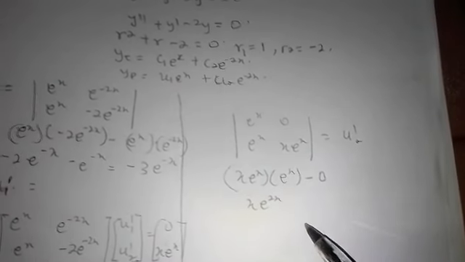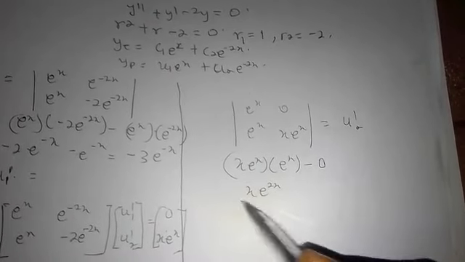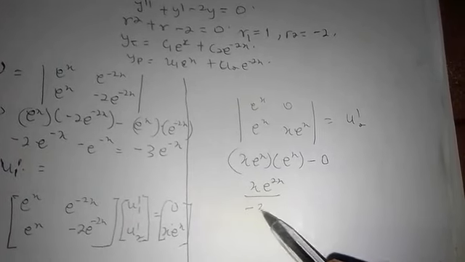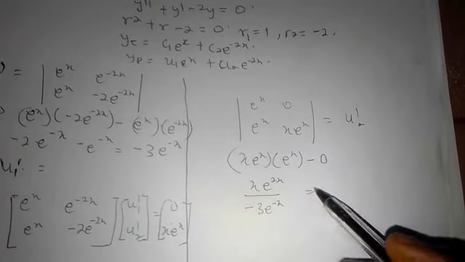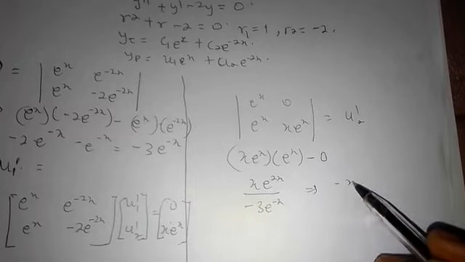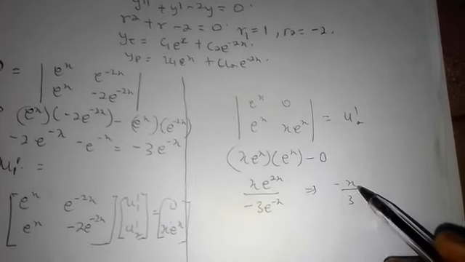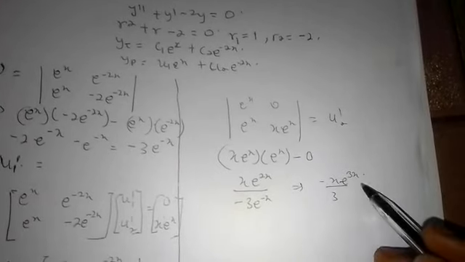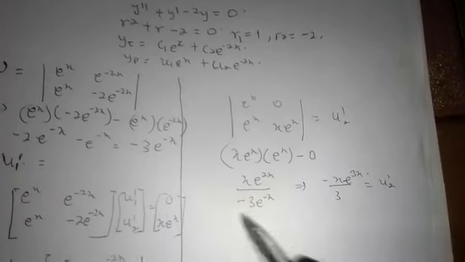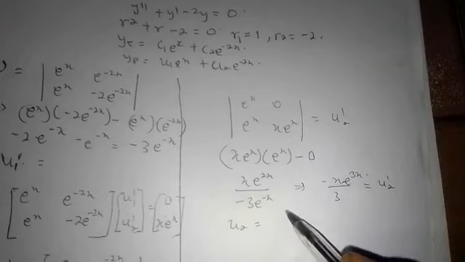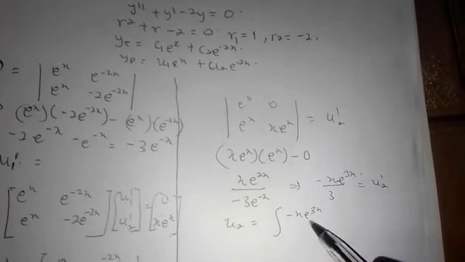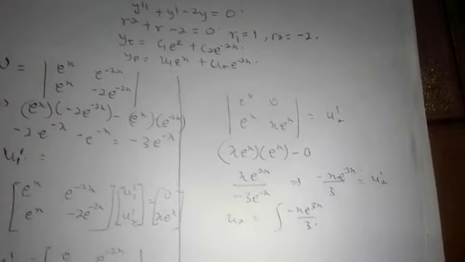When I get this, I will have to divide this by the Wronskian to get this finally. Negative x over 3 e to the power 3x by indices, and that is u prime 2. So to find u2, I integrate negative x e to the power 3x over 3.